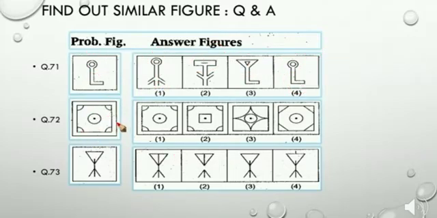Question number 72. Let's check for this portion in the middle. Is this available in option 1? Yes, available. Is it available in option 2? No, it is not available because in option 2 it is a rectangular shape. So option 2 is gone. In option 3 it's available, yes. In option 4 it's available, yes. So 1, 3, 4 could be the answer.